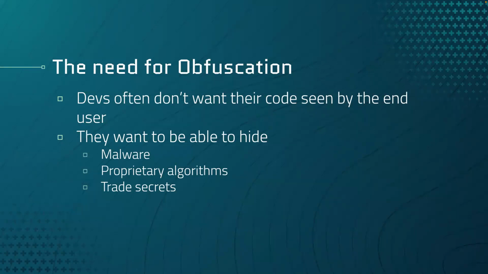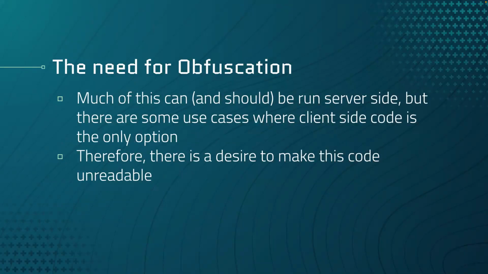Another common use is malware. Website malware will use JavaScript obfuscation because, first of all, they don't want to be detected by the antivirus, but secondly, they don't want to be reverse engineered. So all of these things look for obfuscation as a valuable method of protecting their stuff.